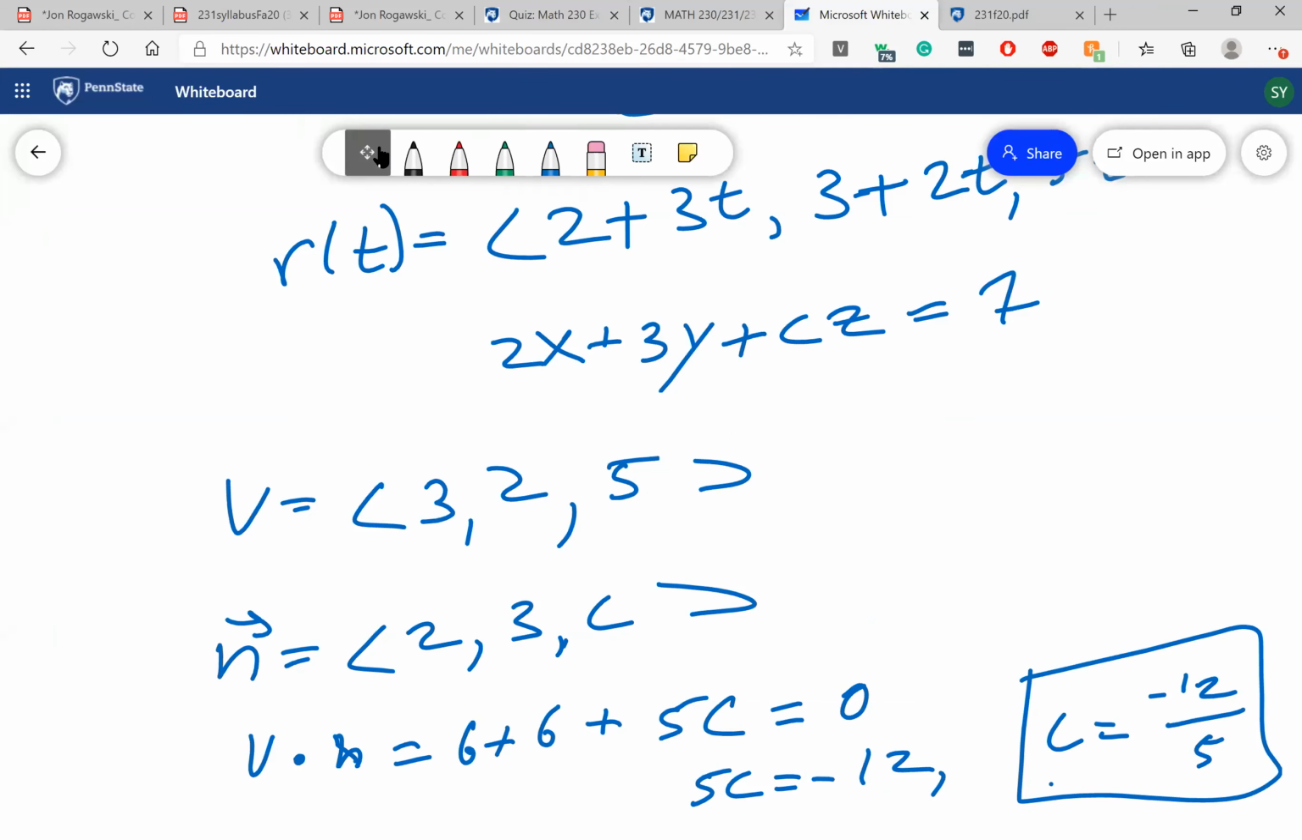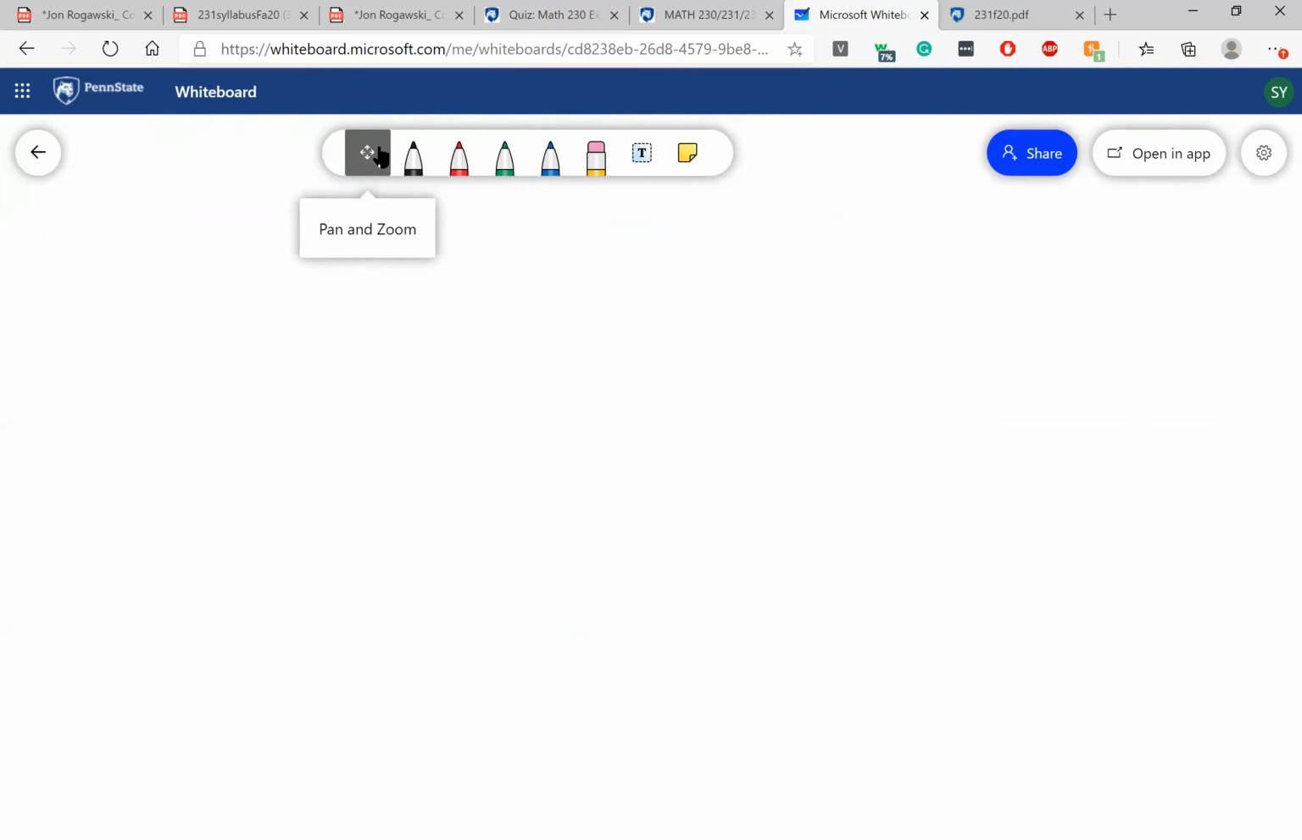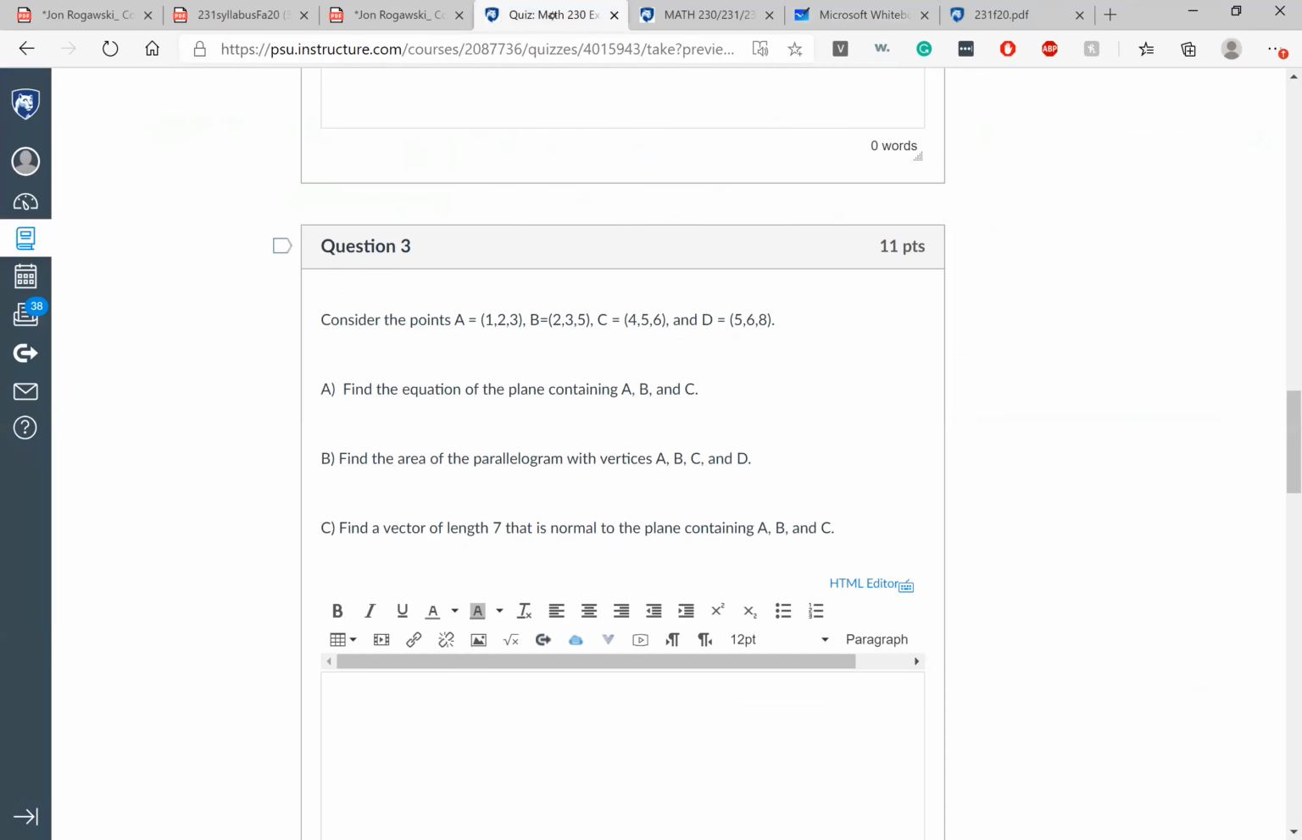So the next question is, consider points A, B, C, and D. Find the equation of the plane containing them. Find the parallelogram. Find the vectors of length 7 that are normal to the plane containing A, B, and C. So let's first find the plane containing A, B, and C. So A is 1, 2, 3.